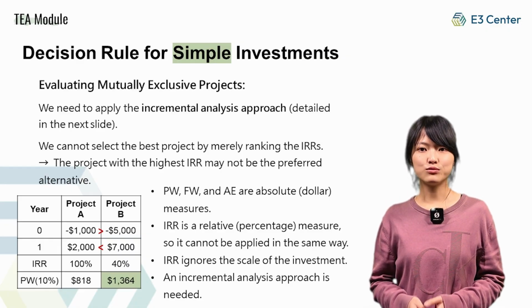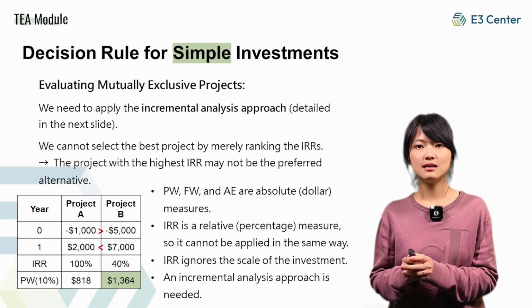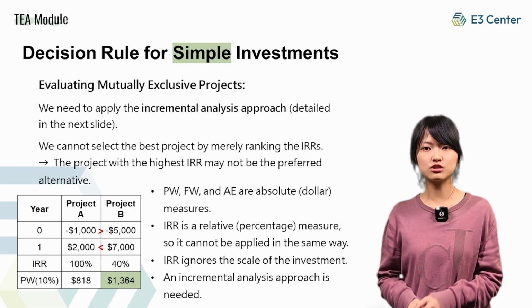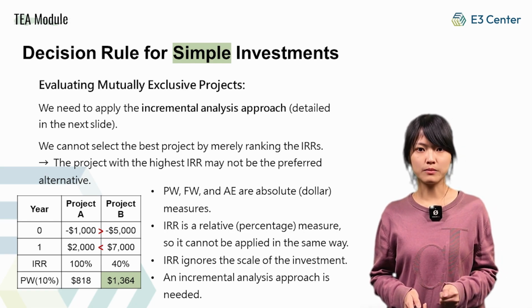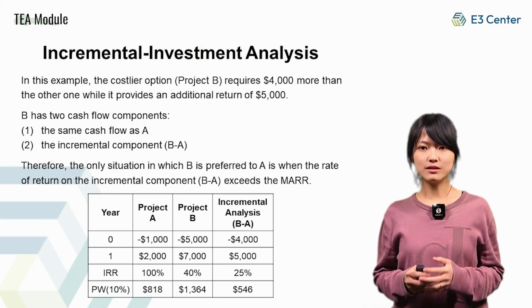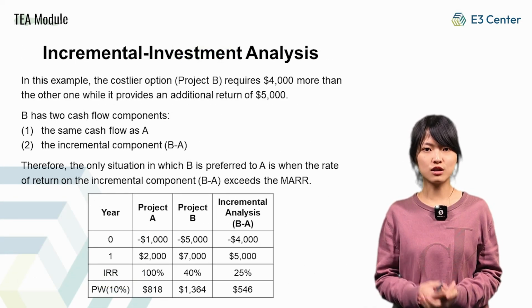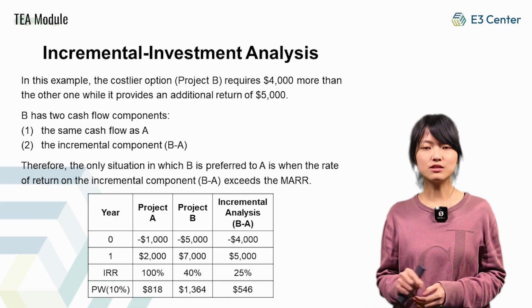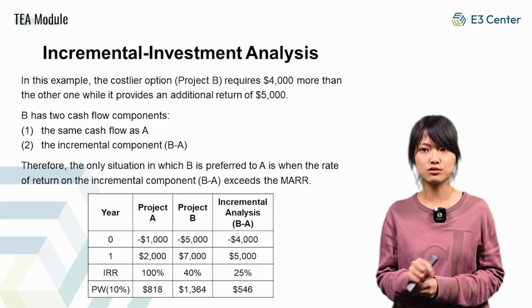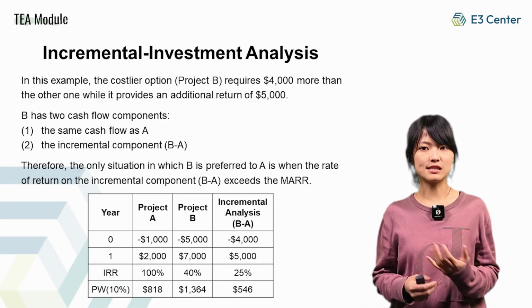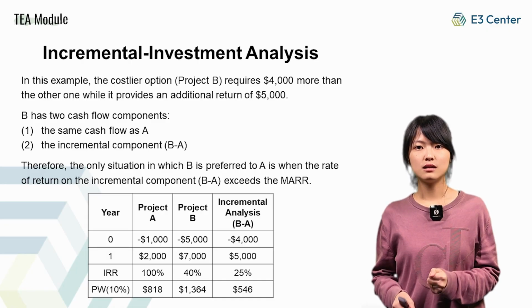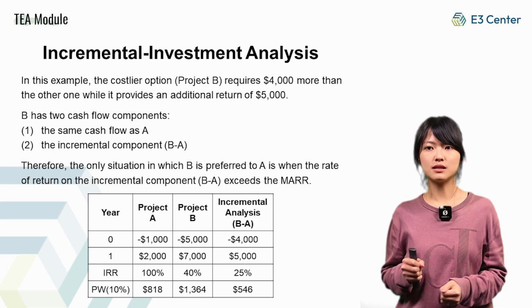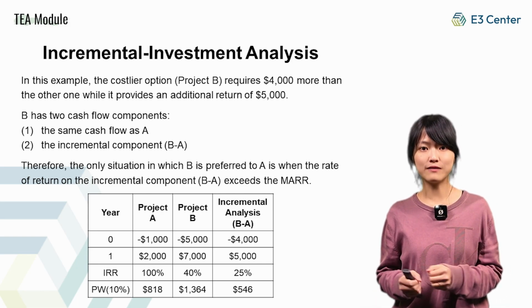In the next slide, we will delve deeper into how to conduct this type of analysis effectively, ensuring we not only choose a viable project, but the most beneficial one from the financial perspective. Incremental investment analysis helps us determine which projects offer the better return on the additional capital required, particularly when comparing two mutually exclusive projects. In our ongoing example, comparing Projects A and B, Project B is more costly than Project A by $4,000, but offers an additional return of $5,000.